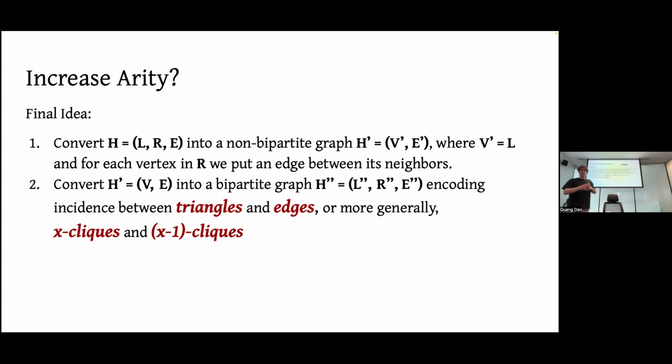Now we're going to convert from this graph to, again, a bipartite graph, H double prime. But now we're going to encode incidence between triangles and edges, or more generally, X cliques and X minus 1 cliques. This is different from the original graph because morally the original graph is incidence between edges and vertices. So we're going to sort of higher order cliques.